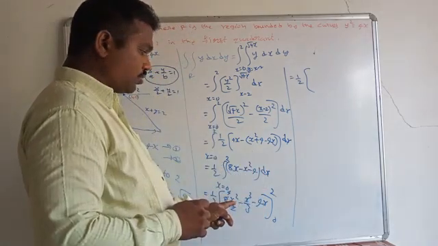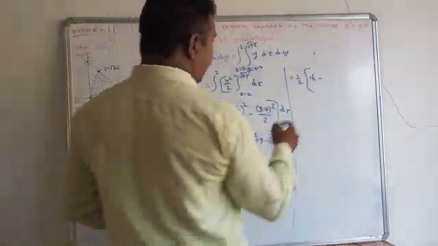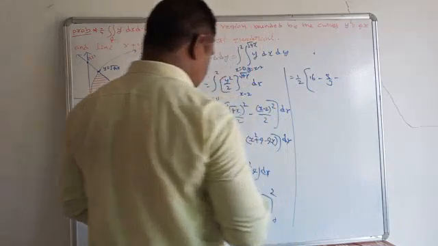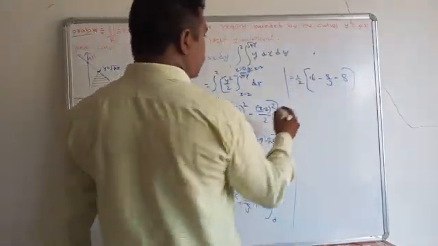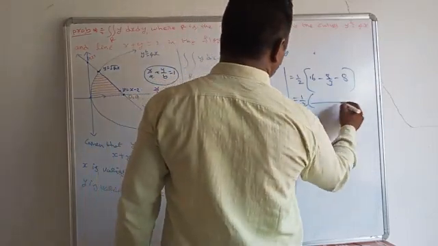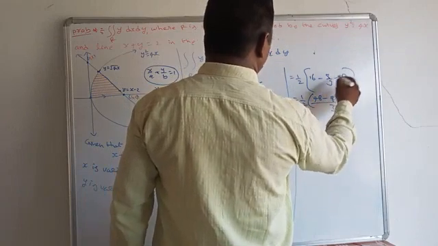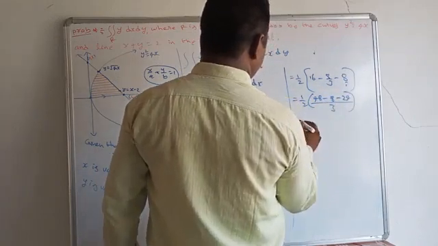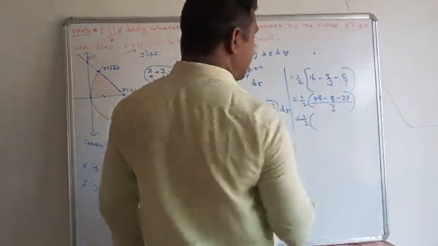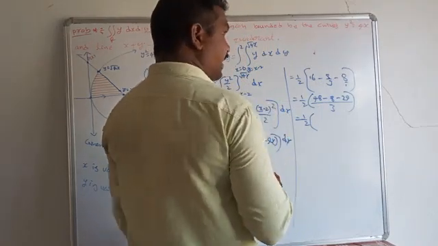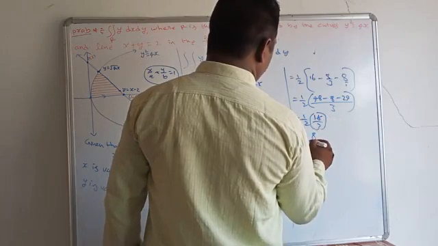Upper limit applied: 2 square into 4, 4 4s are 16, minus 2 cube, that is 8/3, minus 4 2s are 8, minus lower limit applied 0. So 1/2 into LCM is 3. 3 16s are 48 minus 8 minus 3 8s are 24. This is 1/2 into 48 minus 24 into 24, 24 minus 16, 24 minus 8, that is 16 by 3. In this 8 times. Finally 8/3.